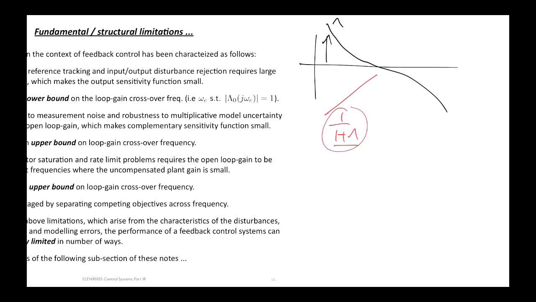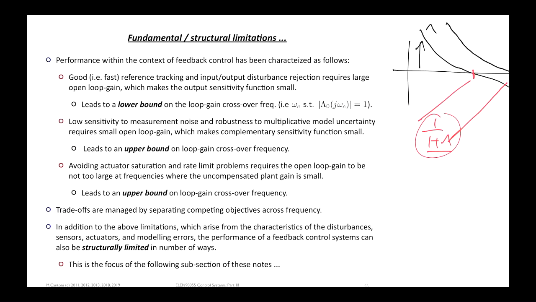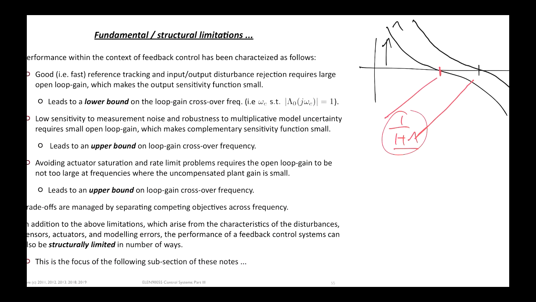How can we make this smaller? Well, we can push the crossover frequency further to the right. One way to do that is to increase the gain, which will shift everything up by the same amount at every frequency. If I do that, it'll make the sensitivity smaller over a wider range of frequencies. And the same goes for output disturbances and input disturbances. So trying to meet these sorts of objectives translates to trying to push the crossover frequency further to the right.